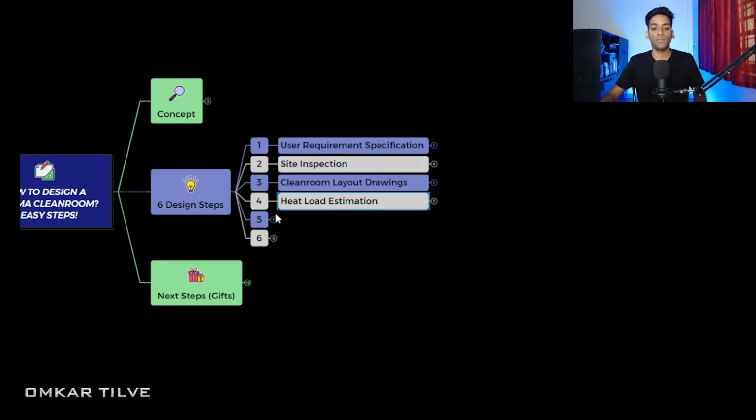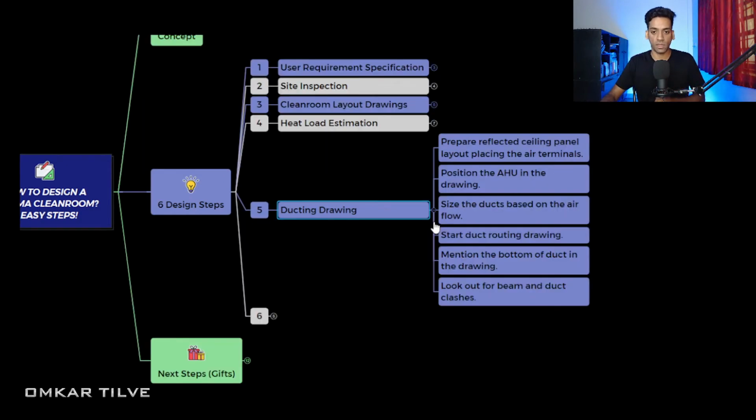So once the heat load estimation is done, the fifth step is to do the ducting drawing. Now to prepare the ducting drawing, first you need to prepare a reflected ceiling panel layout, placing the air terminals in the drawing. Now the RCP layout or the reflected ceiling panel layout will give you the positions of the air terminals, like the diffusers, the HEPA modules. You need to place it in the drawing first.